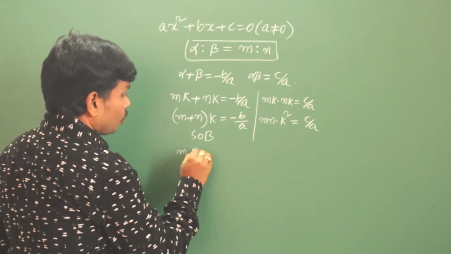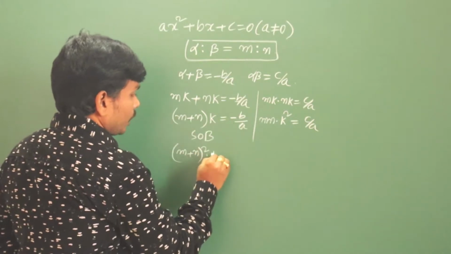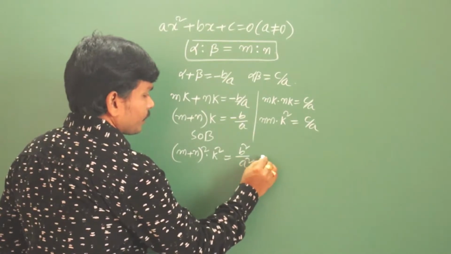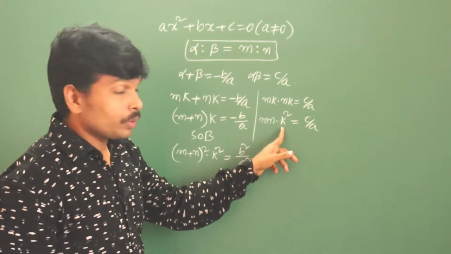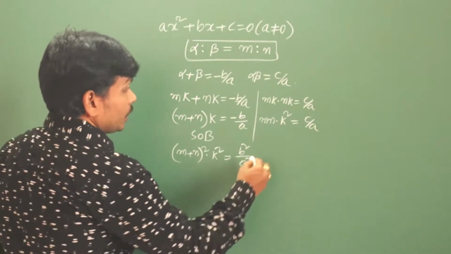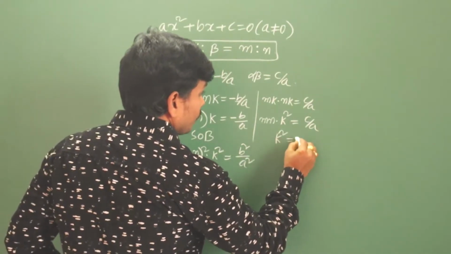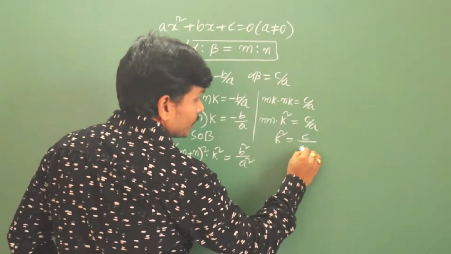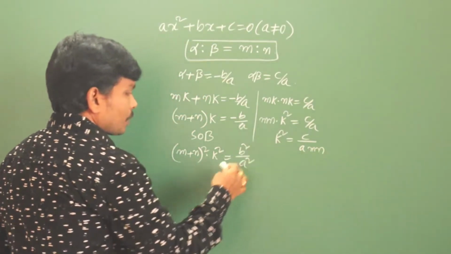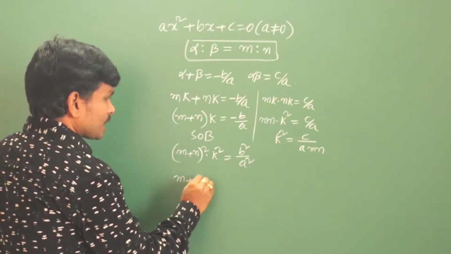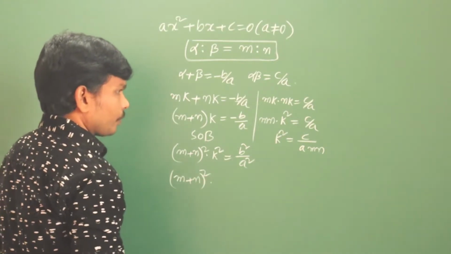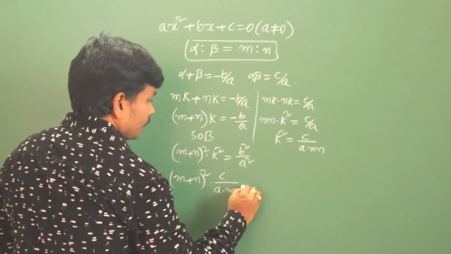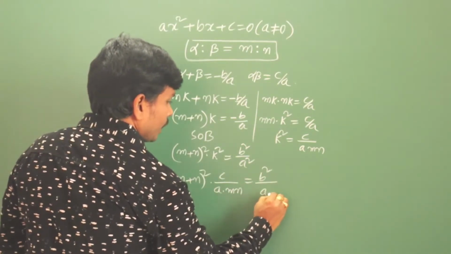m plus n whole square into k square equals minus b by a whole square, which is b square by a square. Now we have the k square value. What is your k square value? From this, your k square value is c by m into n, transposing to the right side, definitely in the denominator a mn. So substitute that k square value now. m plus n whole square into c by a mn is equal to b square by a square.